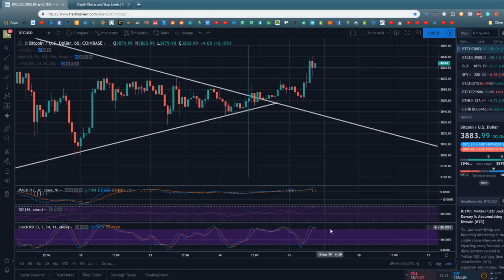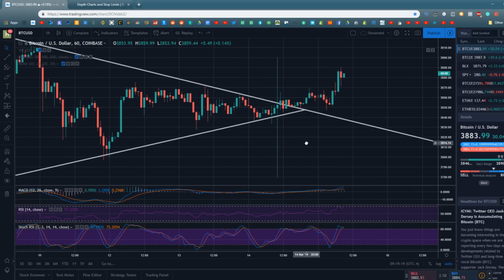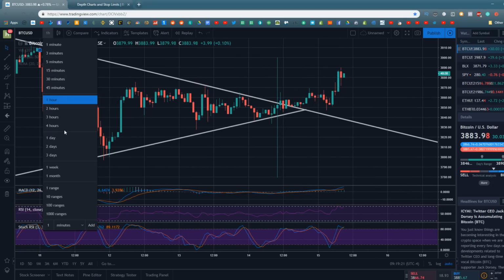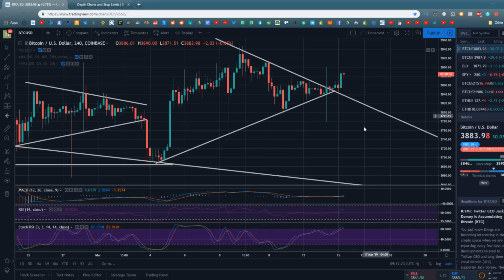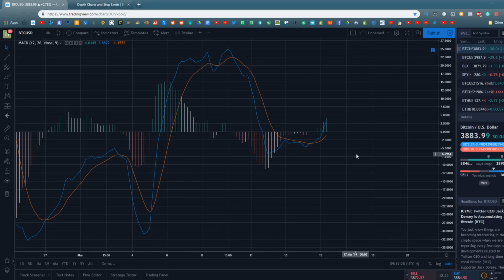Also, one thing I want to talk about is that the stochastic RSI is sitting up here in overbought territory, but on the hourly chart, that is not the most important thing in the world. I don't look at stochastic RSI on the hourly that much. But as we start getting out to the 4-hourly and the daily chart, I do look at them a little bit more. The MACD is bullish on the 4-hourly.